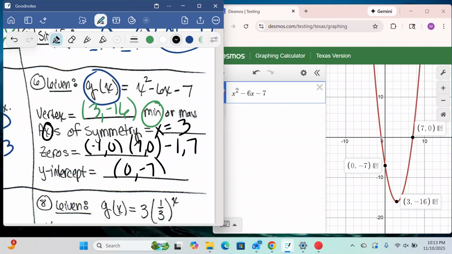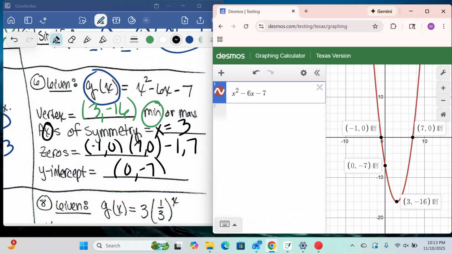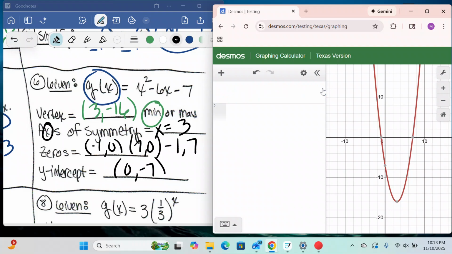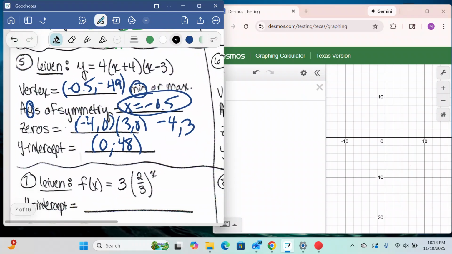So I have my vertex as 3, negative 16, and it is a minimum. Our axis of symmetry is x equals 3, the x value of the vertex. The zeros are negative 1, 0, and positive 7, 0. The zeros are negative 1 and positive 7, and my y-intercept is 0, negative 7, because it crosses my y-axis at 0, negative 7. All I have to do is hover over all these points, and I can get all the different points. So let's go on to something called an exponential.